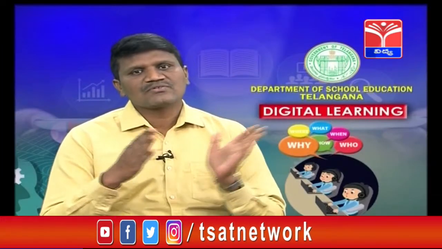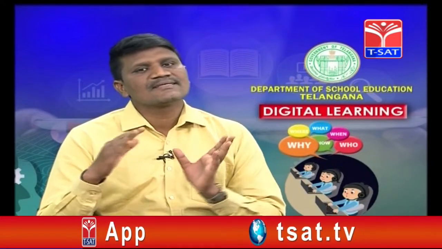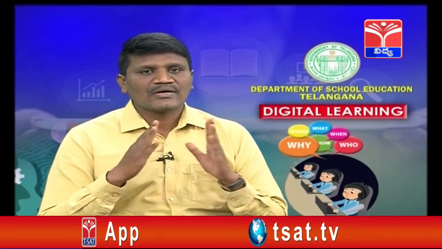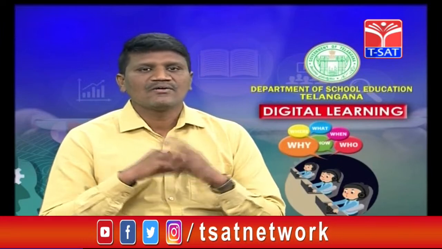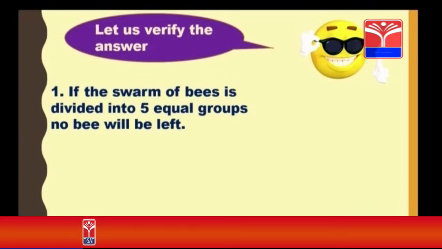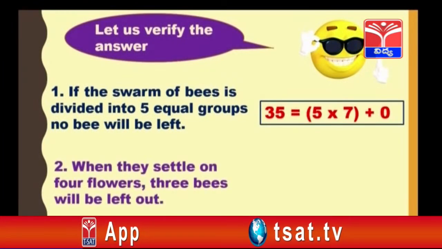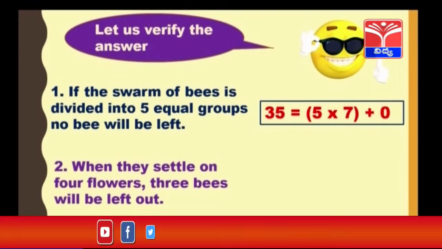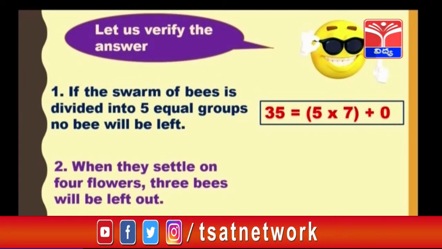Children, as of now we have solved the puzzle and found the number of bees. The total number of bees is 35. Let us verify the answer with the hints given. First, if the swarm of bees is divided into 5 equal groups, no bee will be left out, which translates to 35 = 5 × 7 + 0. That means 7 bees sit equally on each of the 5 flowers, and there is no remainder.